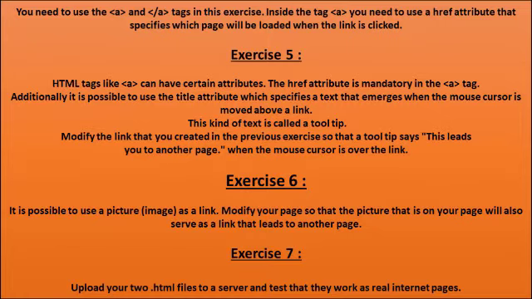Additionally, it is possible to use the title attribute, which specifies a text that emerges when the mouse cursor is moved above a link. This kind of text is called a tooltip. Modify the link that you created in the previous exercise so that a tooltip says this leads you to another page when the mouse cursor is over the link.